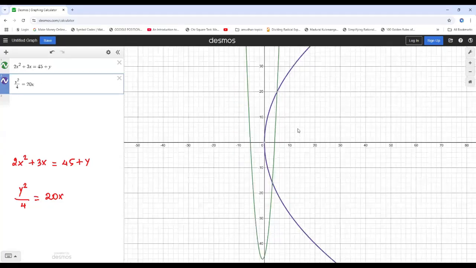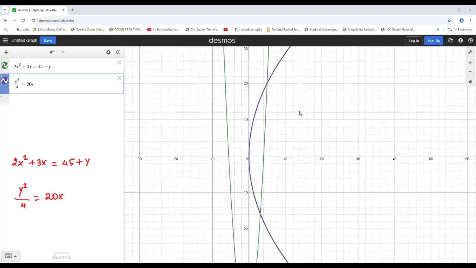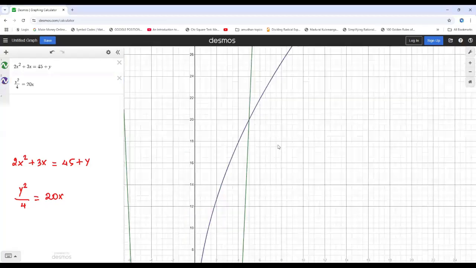When I give the two equations as input, I'm getting two parabolas. For the first one, 2x² + 3x = 45 + y, I'm getting a vertical parabola which opens up. For the second equation, y²/4 = 20x, I'm getting a horizontal parabola which opens to the right. The two parabolas intersect in 2 points, which I marked over here. Now in these 2 points, I just have to find the y coordinate that gives the value of y. Let me zoom in and get the y coordinate at each point of intersection.